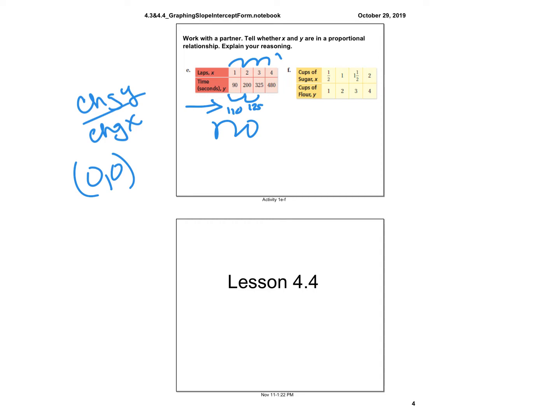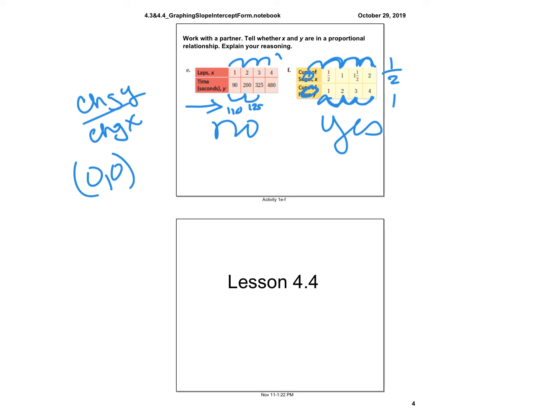Let's take a look at f. This one goes up by half, so that's consistent. This one goes up by 1, so that's consistent. So we have the change in y over change in x. Let's go backwards to see that it goes through 0, 0. So we'd go 4, 3, 2, 1, go back one more, we would get to 0. Subtract half each time, 2, 1.5, 1, half. This would also be at 0. So yes, this would be proportional.